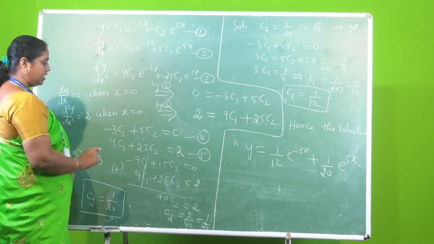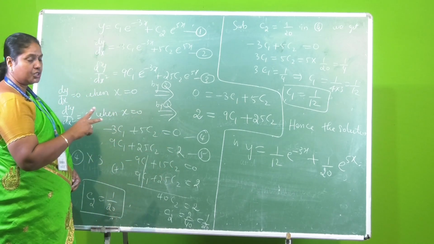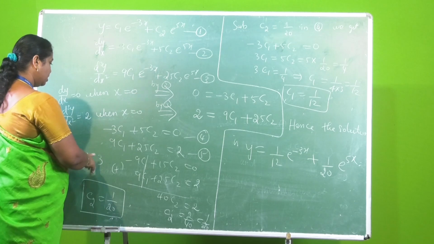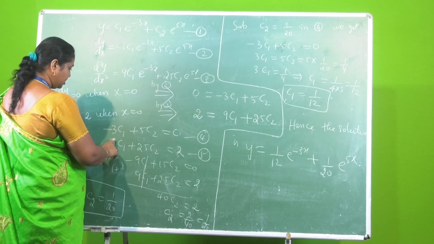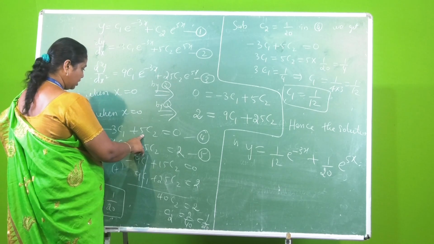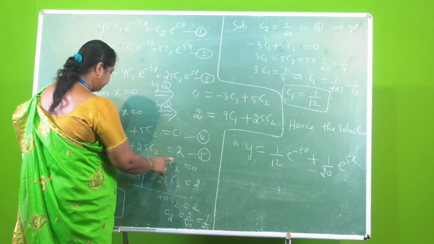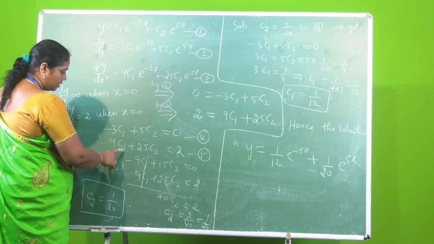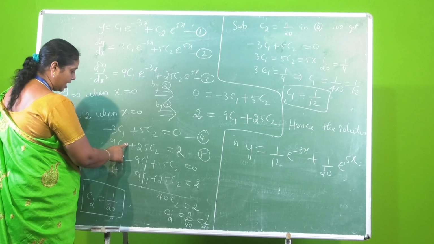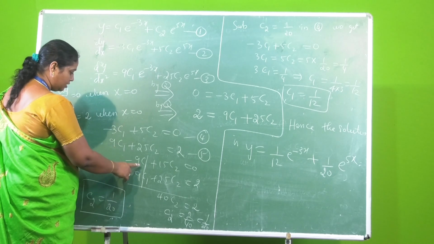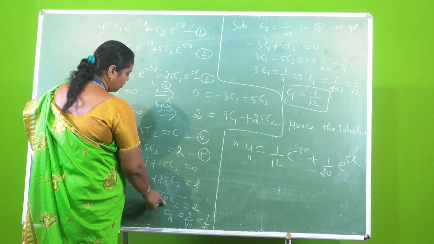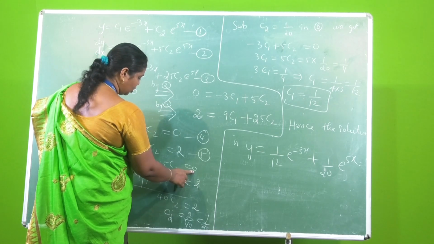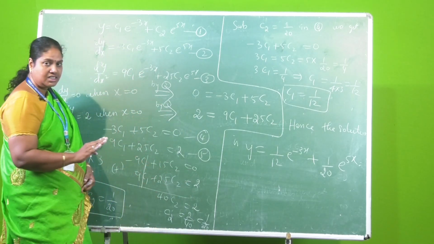We have to solve these two equations for c1 and c2. If you multiply equation 4 by 3, what will you get? 3 threes are 9, minus 9c1, 3 fives are 15c2 equal to 0. Equation 5 we keep as it is, and if you add these two equations, 9c1 will get cancelled. 15 plus 25 is 40c2, right-hand side 0 plus 2 is 2. So 40c2 equal to 2.